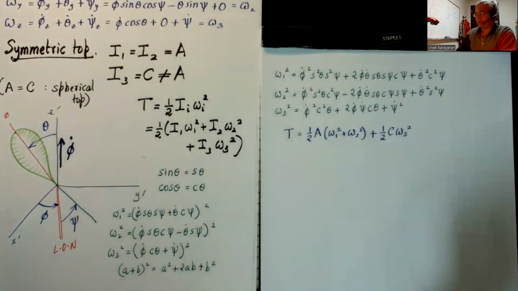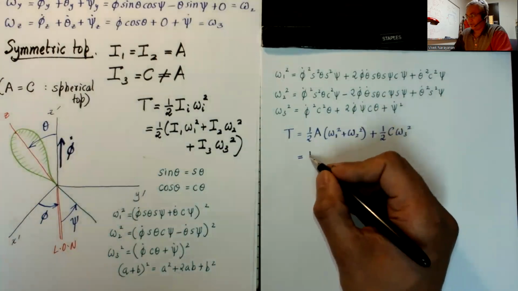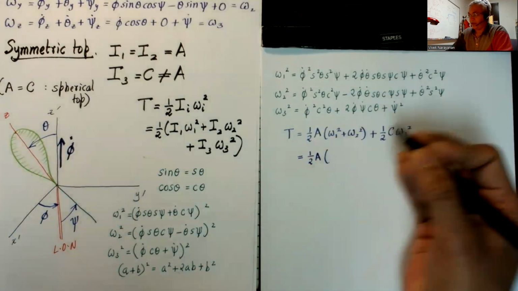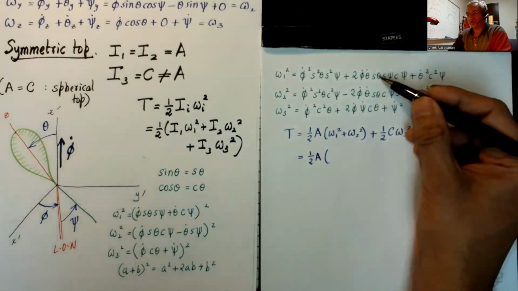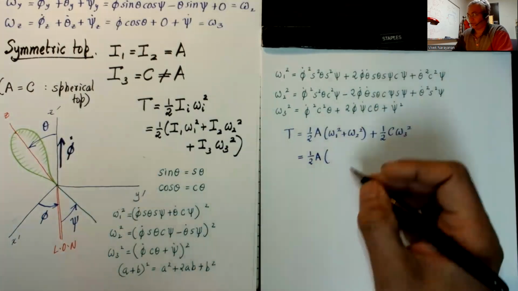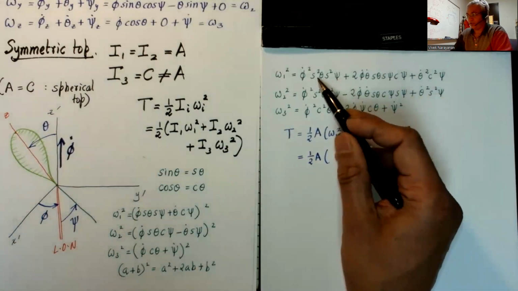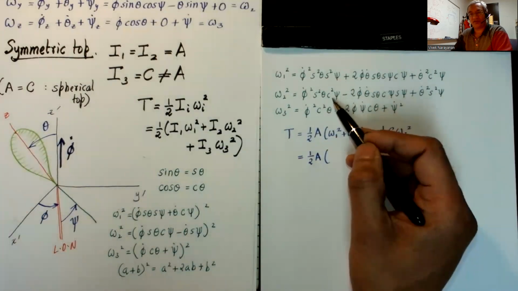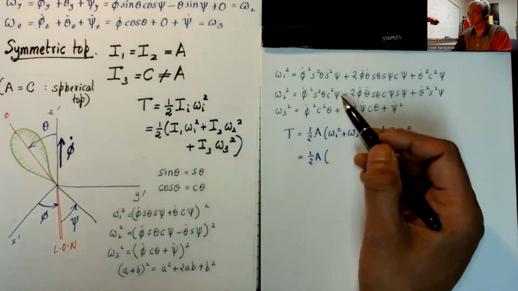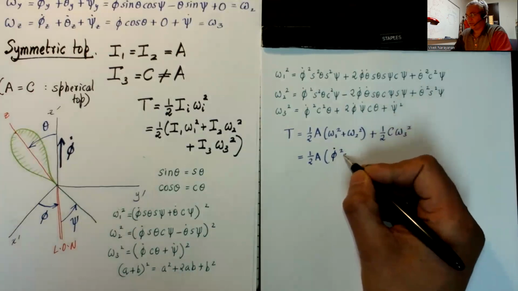Okay, so now we have to live with it. So I'm going to get 1/2 A. If I add omega 1 squared and omega 2 squared, though, these two terms will cancel. So that cancellation is still there. Now here, I have sine squared theta, and then I have sine squared psi plus cosine squared psi. Well, sine squared plus cosine squared is 1. So that's going to give me phi dot squared sine squared theta.